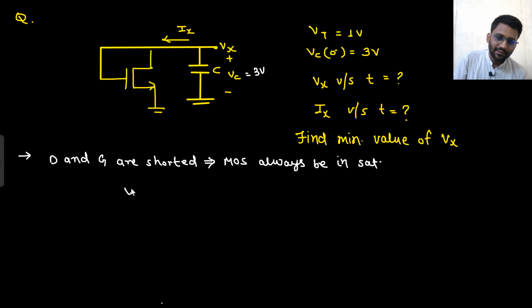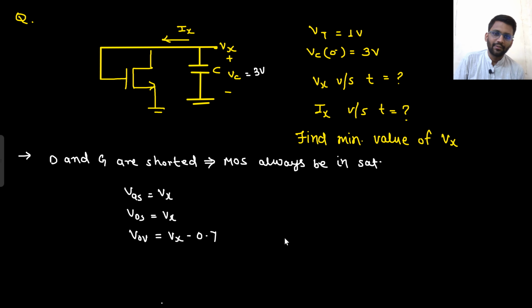What is your VGS? That is equal to Vx. What is your VDS? VDS is also equal to Vx. What is your V overdrive? V overdrive is VGS minus VT. That means Vx minus 1. VT I am taking as 1. This is the V overdrive. It is in the saturation region, that's for sure. What will be your Ix value? Some constant times V overdrive.